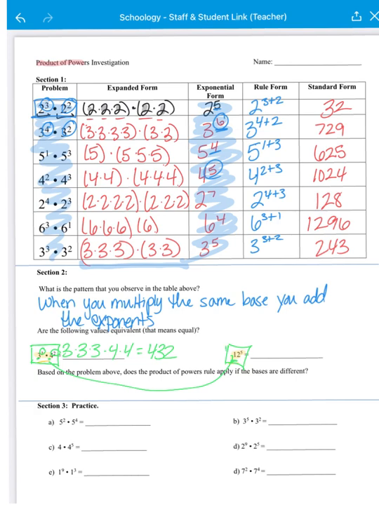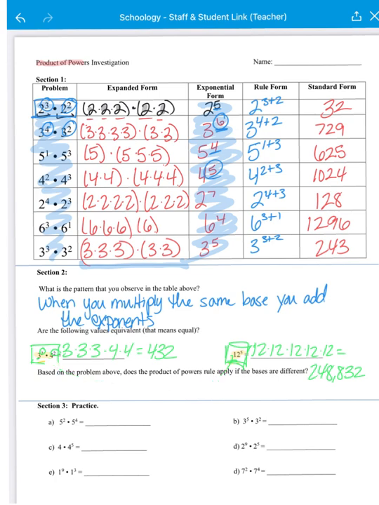But when we write 12 to the 5th power out in expanded form and then type it into our calculators, we're going to realize that these are not equivalent. This is going to be 248,832.